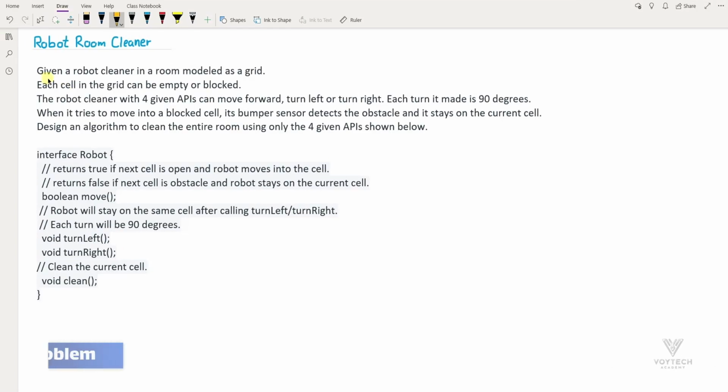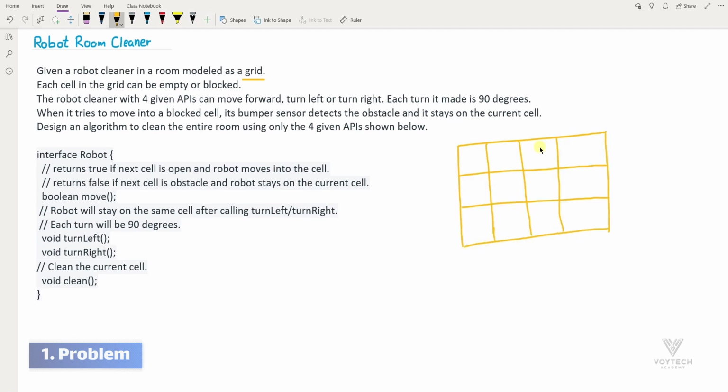The question says, given a robot cleaner in a room modeled as a grid. So consider this is the grid that we have, that it shows our room. Okay, so this is the grid that we have. And it says that each cell in the grid can be empty or blocked. So for example, this cell is empty or this cell is blocked.